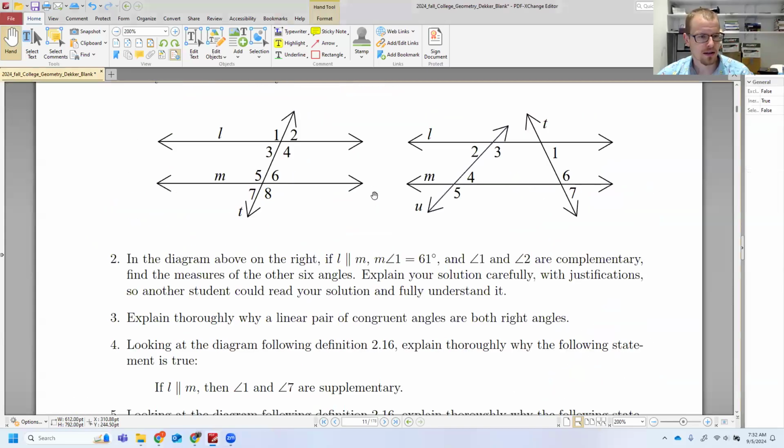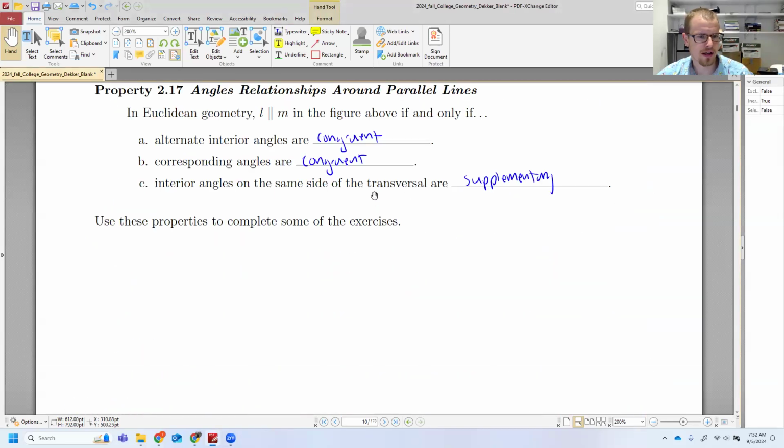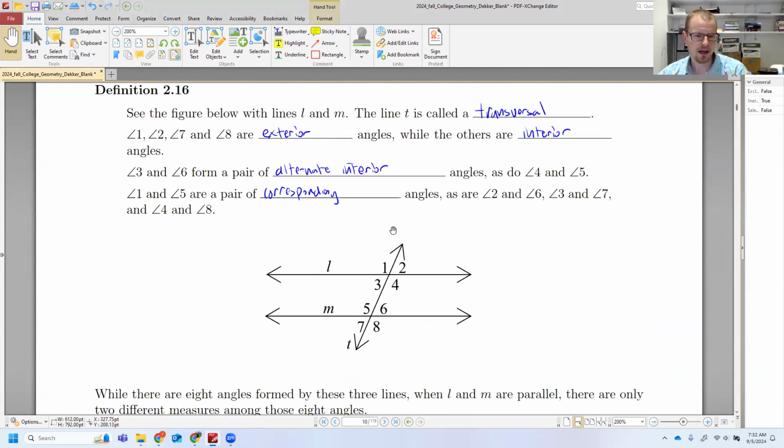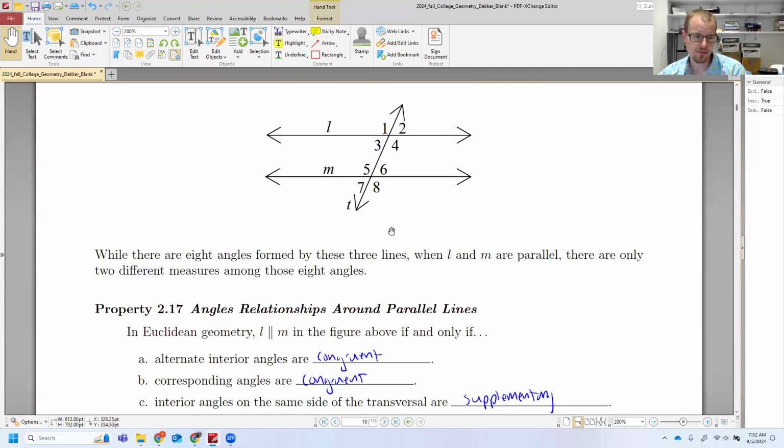We're going to consider definition 2.16 as the place we're going to start, and then we're going to follow that with the property here. Definition 2.16 is in reference to exercises 4, 5, and 6 from this section. We have a diagram with two lines being crossed by a transversal, and a definition for relationships between these angles as described here. Fantastic. What we really want to make sure we know is how to use property 2.17.